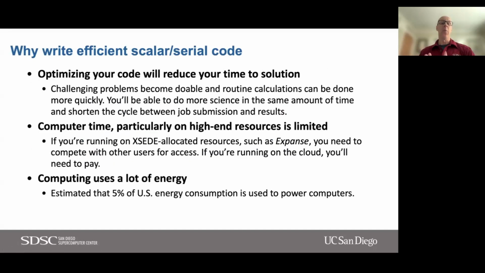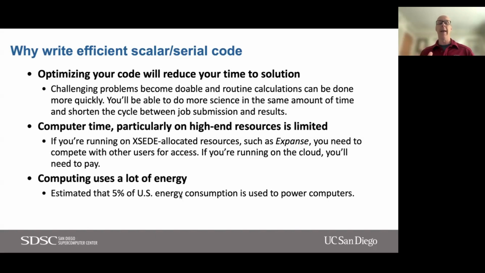We're going to start off by asking why it's important that we write efficient serial or scalar code. And by serial code, I just mean the underlying serial algorithms that would be maybe part of a parallel application. So first of all, we all want to get our work done quicker. If you optimize your code, it's going to reduce your time to solution. I like to say that challenging problems become doable. Routine calculations can be done more quickly. So I think this is going to make you more efficient as a scientist. So you can get more work done. You could shorten that cycle between submitting jobs and seeing the results.